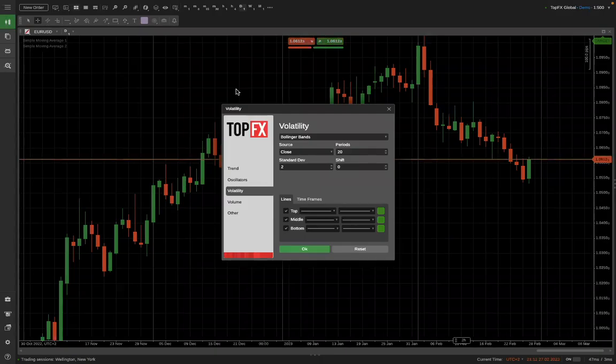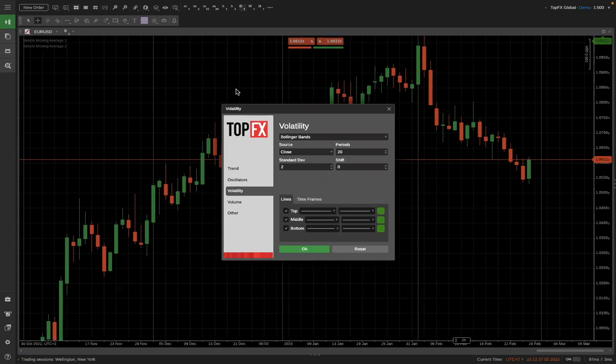When it comes to measuring the price volatility of a particular market, like in our example, the euro dollar, the Bollinger Bands indicator is used to determine the entry and exit points for a particular trade. Bollinger Bands, as you can see, come with three parts: the upper, the middle, and the lower bands. These bands are often used to determine overbought and oversold conditions.